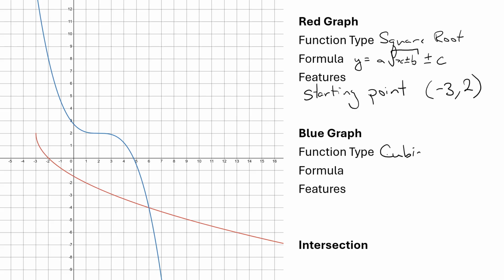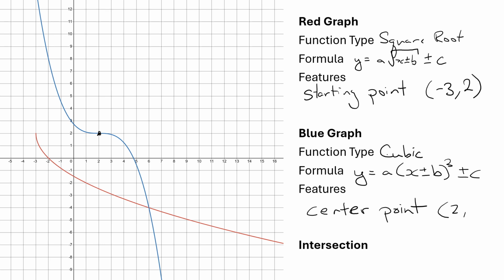We're using exactly the same one that we used before, so that's going to be y equals a, open bracket, x plus or minus b, all cubed, plus or minus c. And our features, we've got our center point at, where is that? Over 2, up to 2, 2.